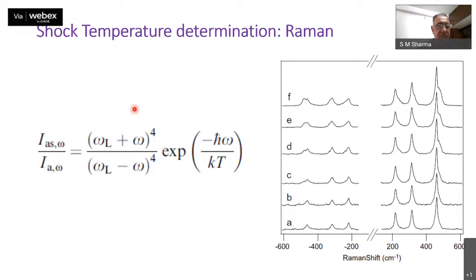And the reason is the ratio of the intensity of the anti-Stokes lines and Stokes lines. These line intensities have a very well-defined form. It is the laser line plus or minus the omega of the Raman active mode, raised to power 4, with the Boltzmann factor in this. So the ratios of these various modes can be fitted to evaluate the temperature.